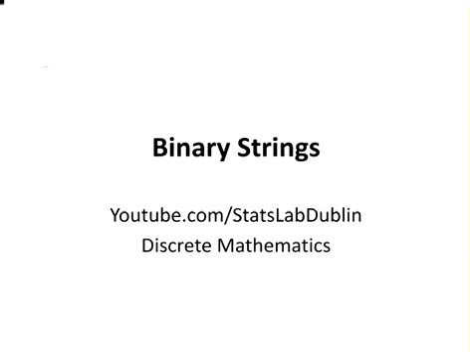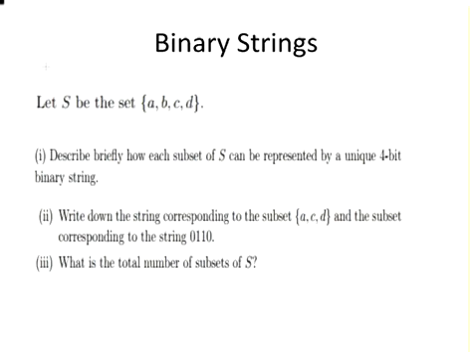In this presentation, we're going to look at binary strings. So here's the question. Let S be the set A, B, C, and D. Describe briefly how each subset of S can be represented by a unique 4-bit binary string. Then we write down the string corresponding to the subset A, C, and D, and the subset corresponding to the string 0, 1, 1, 0. Also, we were asked what is the total number of subsets of S.